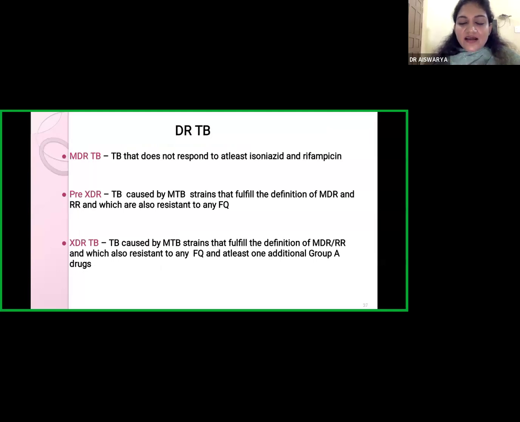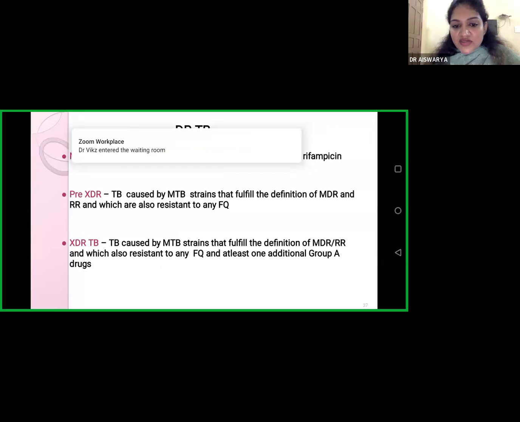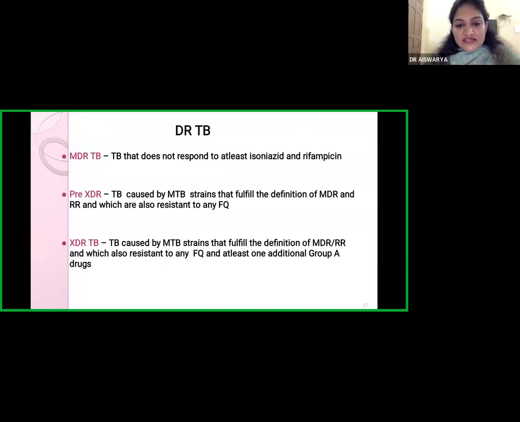So currently, there is a change in the definition of MDR, XDR. There is a new term, pre-XDR. So we'll deal with that. Who is called an MDR TB? Any TB patient that doesn't respond to at least INH and rifampicin. So H and R are resistant. They are called MDR TB. Who is called pre-XDR? Any TB patient caused by an MTB strain that fulfills the definition of MDR, that is, they are resistant to both H and R, plus also resistant to fluoroquinolone. So HR plus fluoroquinolone, they are called pre-XDR TB. XDR TB is TB caused by an MTB strain that fulfills the criteria of MDR TB, that is, they are resistant to INH, rifampicin, fluoroquinolone, plus an additional 1 group A drug. So what is this group A drug? I'll discuss that. Next slide.